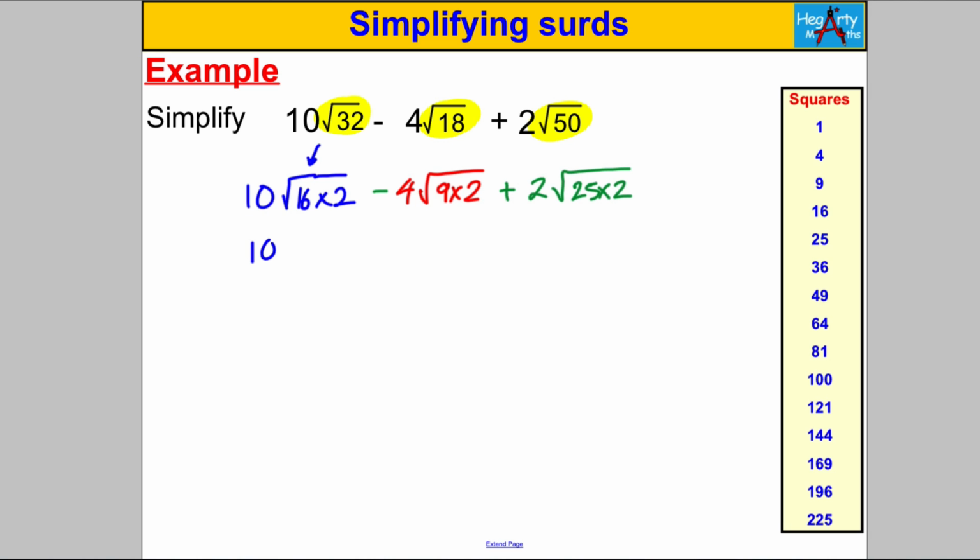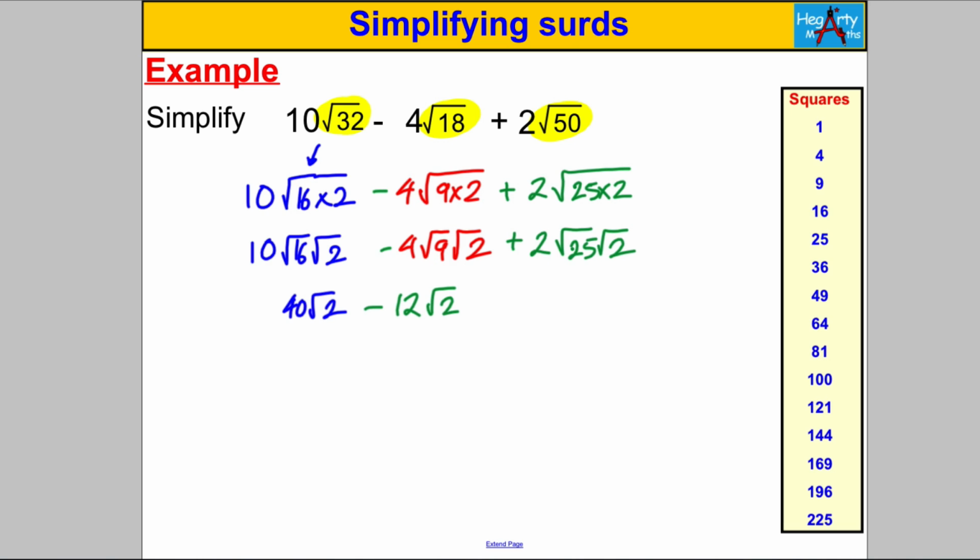Keep the 10 there. That's therefore breaking up that root 16 root 2. Keep the takeaway. Keep the 4 there. That's therefore root 9 root 2. Keep the plus there. Keep the 2, and that's therefore root 25 root 2. Now we can start to work it out. Root 16 is 4. 10 times 4 is 40. So we've got 40 root 2's. Now what are we taking away here? Root 9 is 3, 4 times 3 is 12, so we're taking away 12 root 2's. And lastly, root 25 is 5, 2 times 5 is 10, so we've got add 10 root 2's.